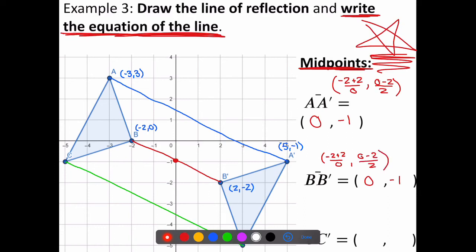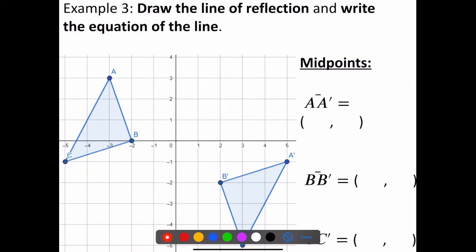And then for A, that's going to be an entirely different problem here. Let me go ahead and get rid of that real quick. All right, so for A prime, I'm going to do AA prime in blue. That will give me negative 3 plus 5 over 2, comma, 3 plus negative 1 over 2. Well, negative 3 plus 5 will give me 2, divided by 2 will give me 1. 3 minus 1 will give me 2, divided by 2 will give me 1 as well.